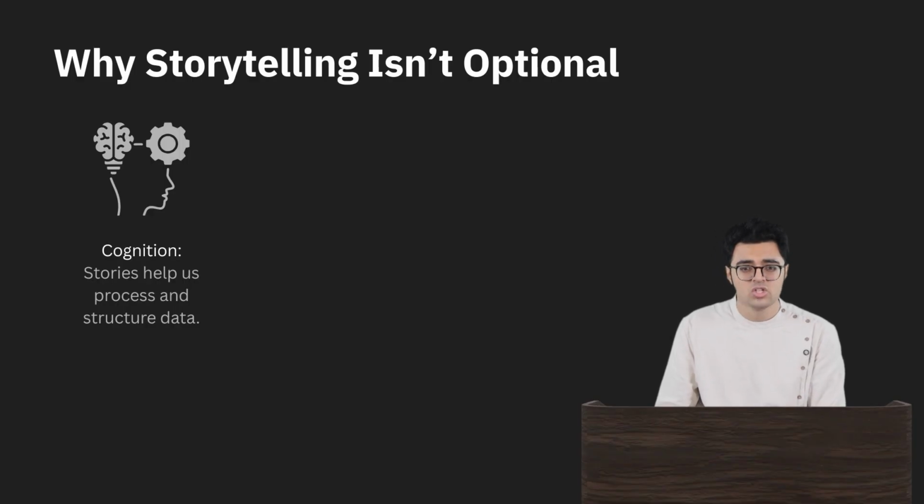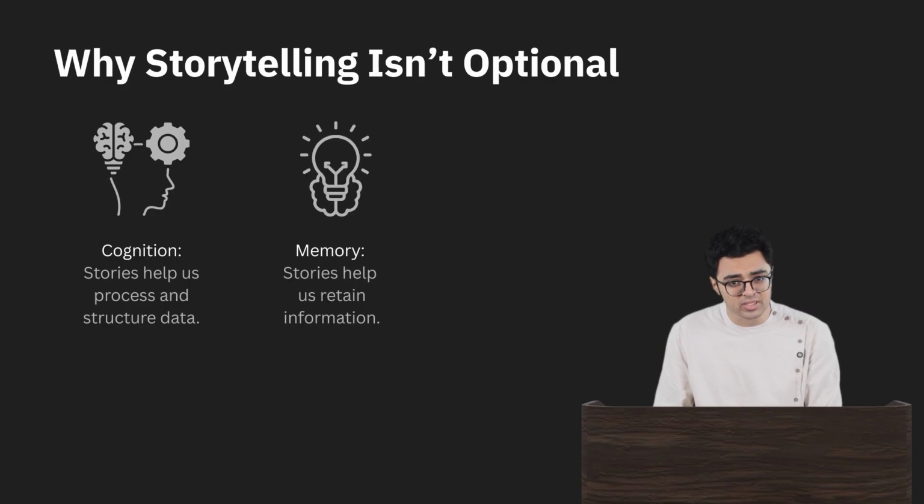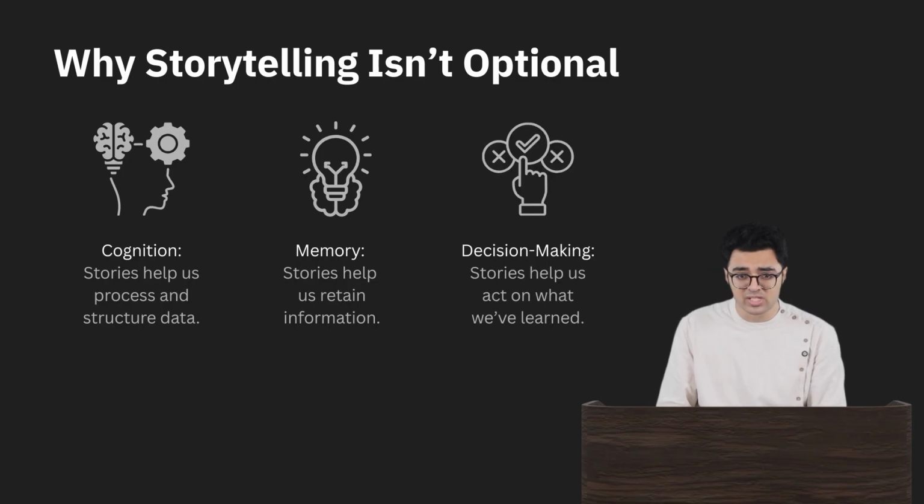With cognition, stories help us process and structure data. With memory, stories help us retain that information. And eventually, the goal of both cognition and memory is decision making. Stories help us act on what we have learned.